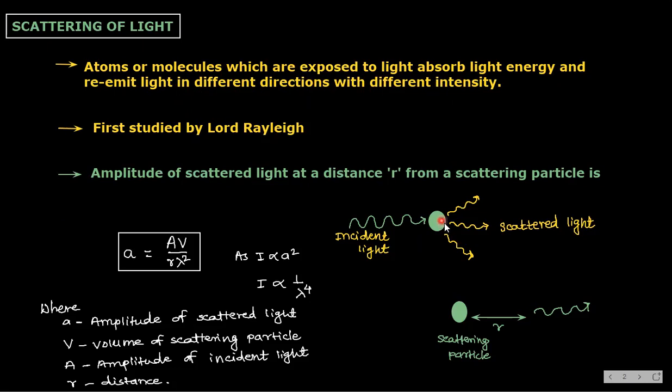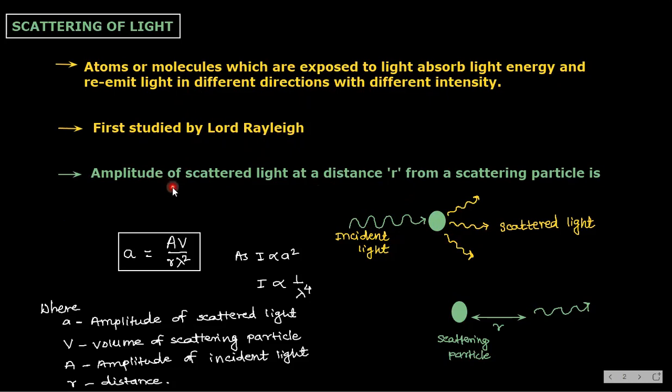I have shown you one diagram here. You see, this is incident light. If suppose one atmospheric particle is there, due to this particle, what happens? Light will get scattered in different directions with different intensity. This is what we can call scattering of light. This scattering of light was first studied by Lord Rayleigh.